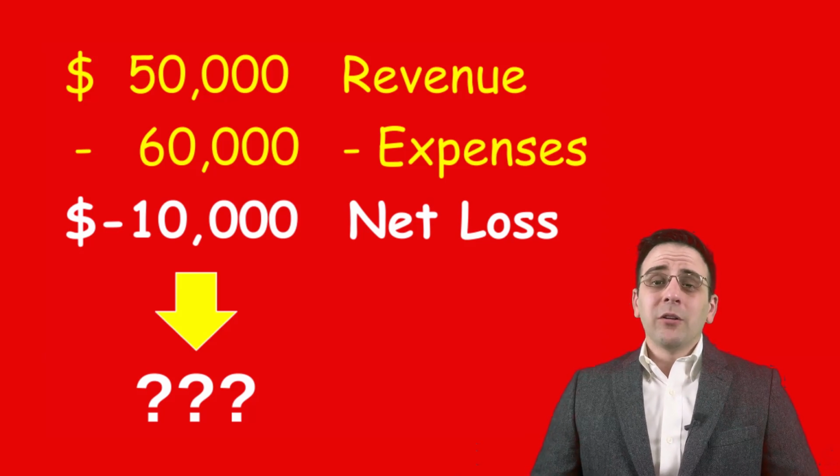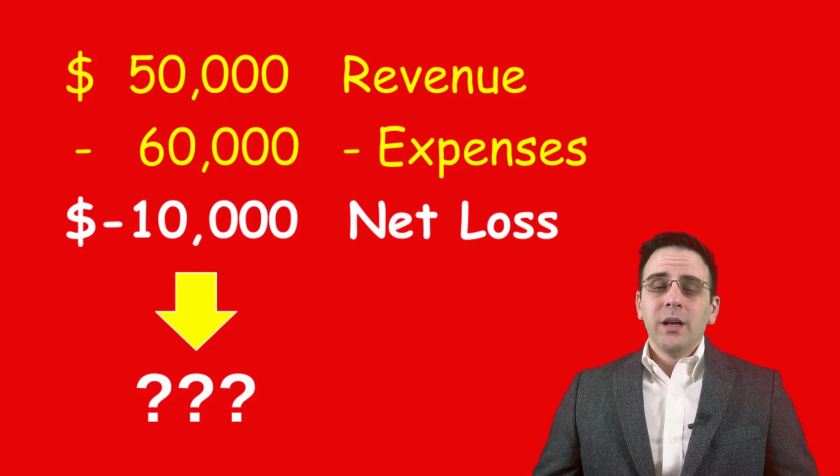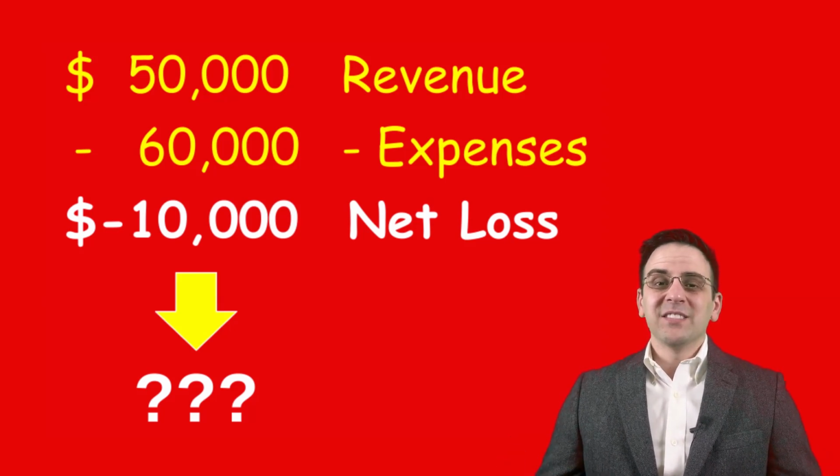Let's say I still earn $50,000 in revenue, but my expenses instead are $60,000. In this case, I have a $10,000 deficit called a net loss. You might ask, how can I have more in expenses than I have in revenue? Well, there are a few ways I can cover this deficit.